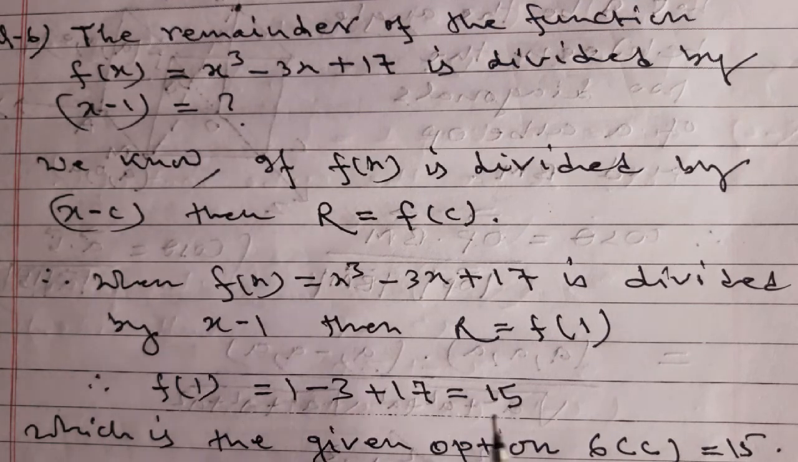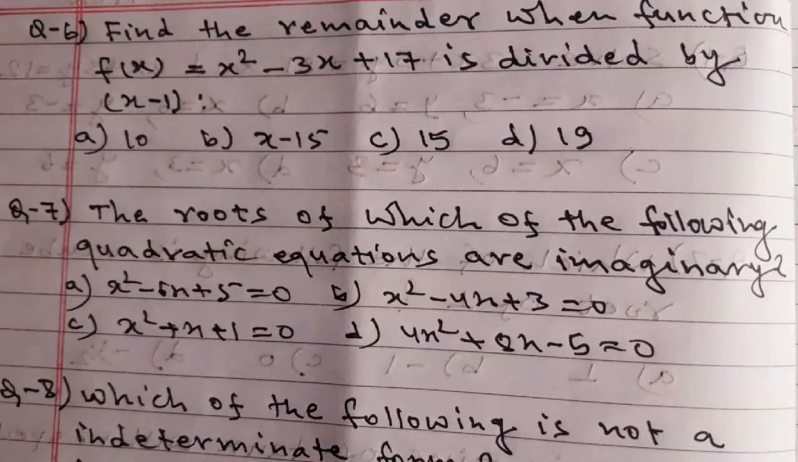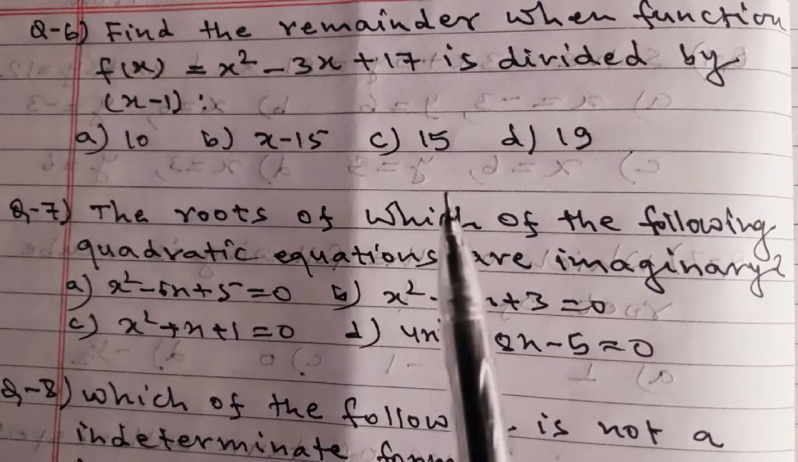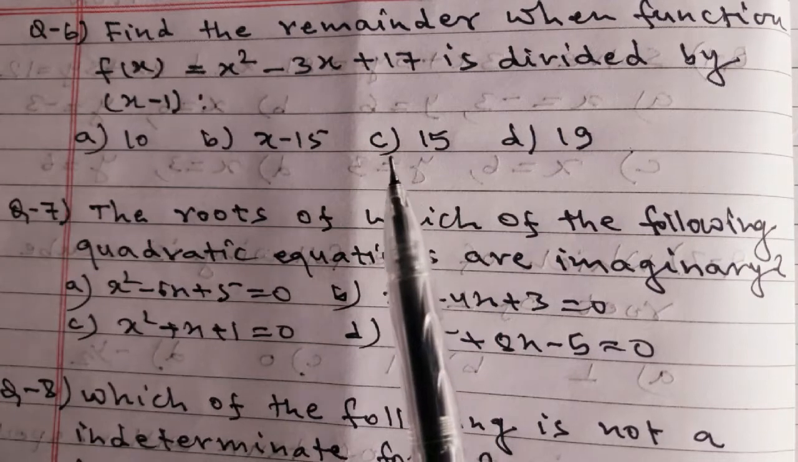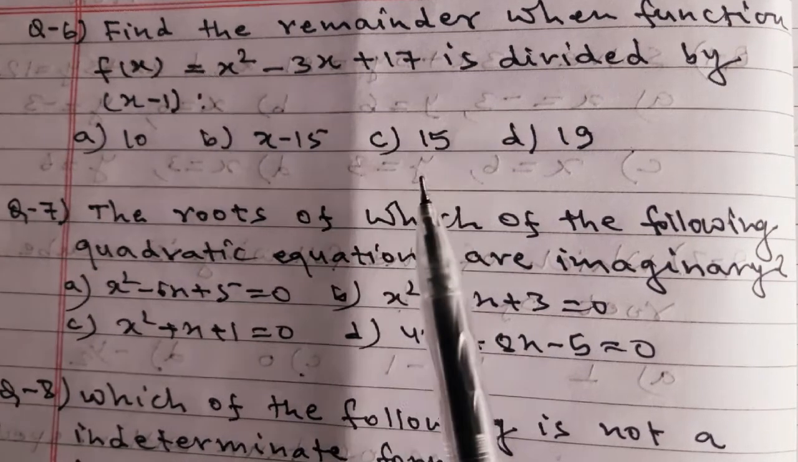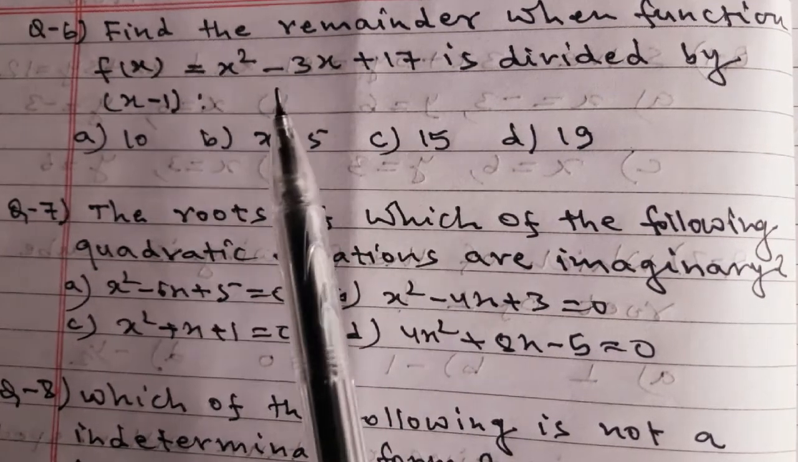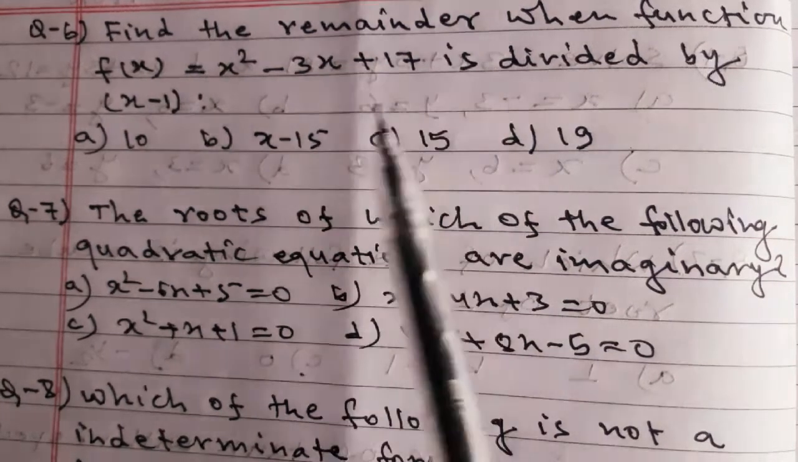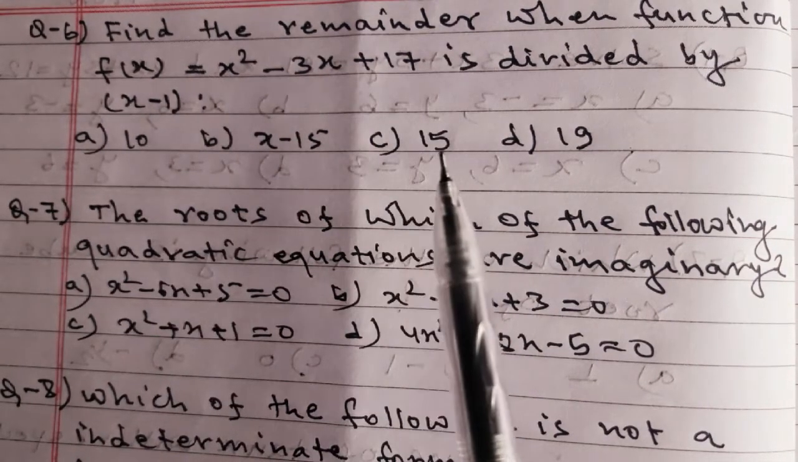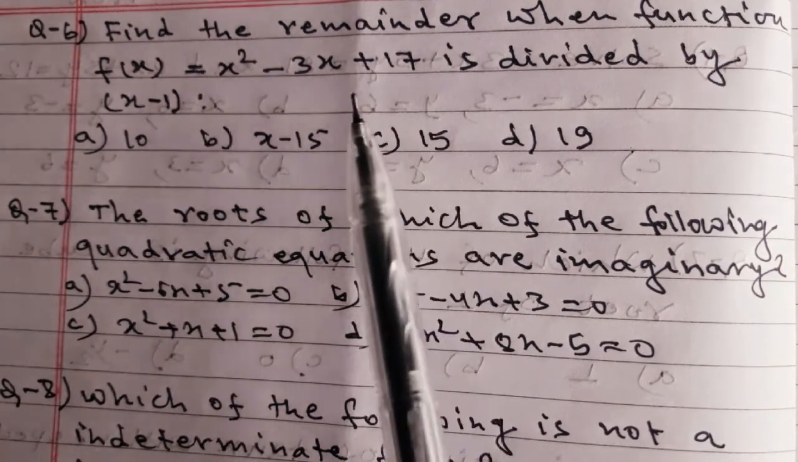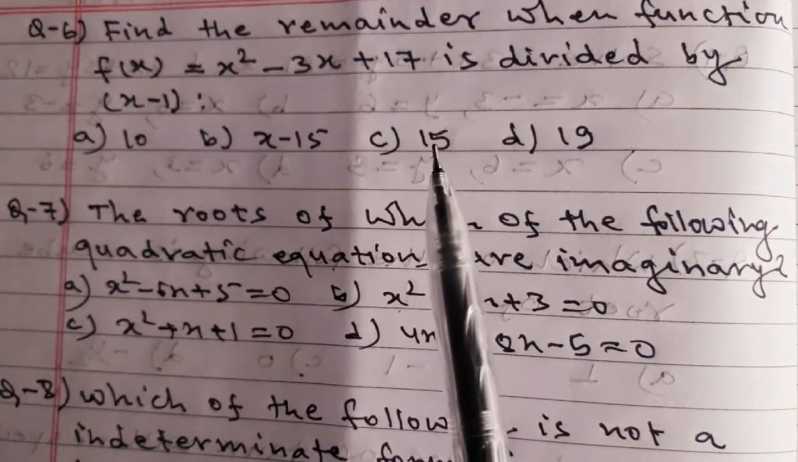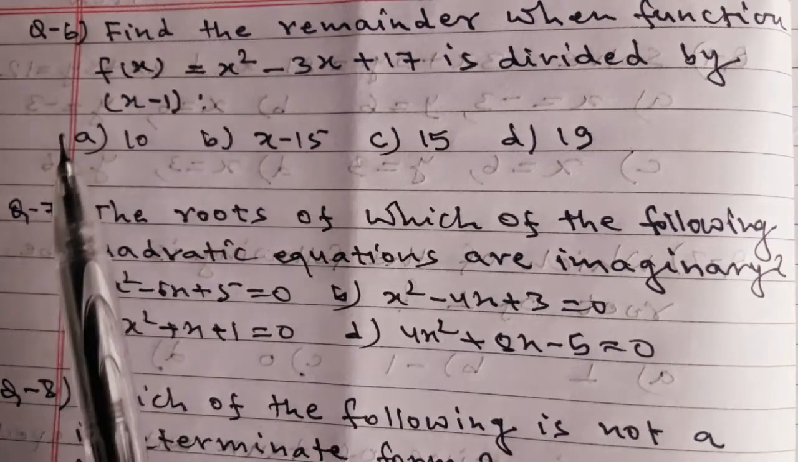15 is the remainder, which is the given option 6c. That means the remainder is equal to 15 when f(x) is divided by x minus 1. So we have to circle C, which is the right option. Now let's go to question number 7.